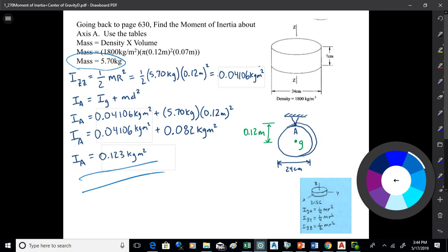So there's the moment of inertia, which is quite a bit larger, 3 times larger than the moment of inertia at the centroid. The centroidal moment of inertia is 0.04, whereas the moment of inertia through this point A is about 3 times as large. So when you start using these offset axes, it can really affect the moment of inertia of the shape.